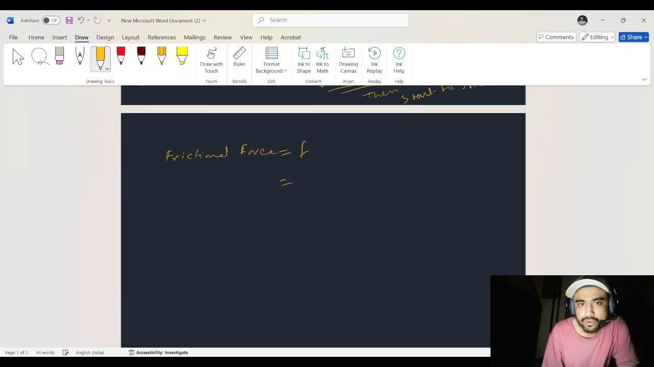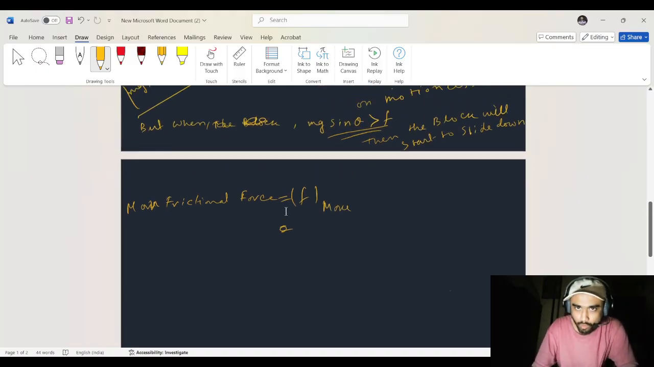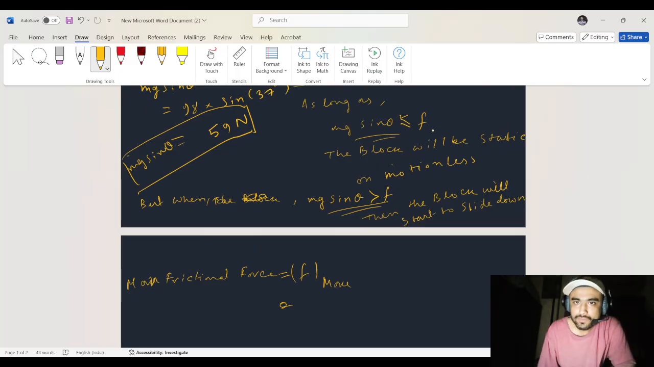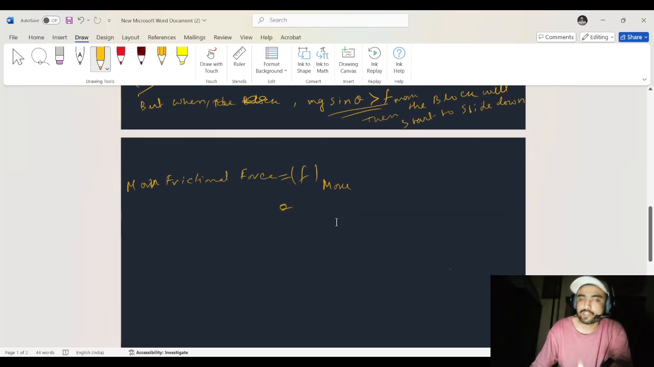The value of frictional force, small f, equals basically how much? Sorry, we have to write the maximum. We have to determine the maximum frictional force. I have written it wrong. It must be greater than the maximum value of frictional force. This is quite obvious. The frictional force cannot get greater than that. Once it starts moving, it has already failed.